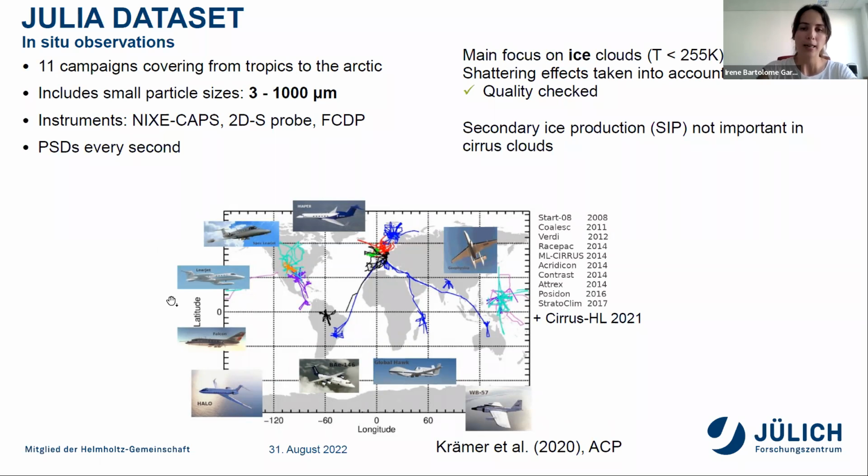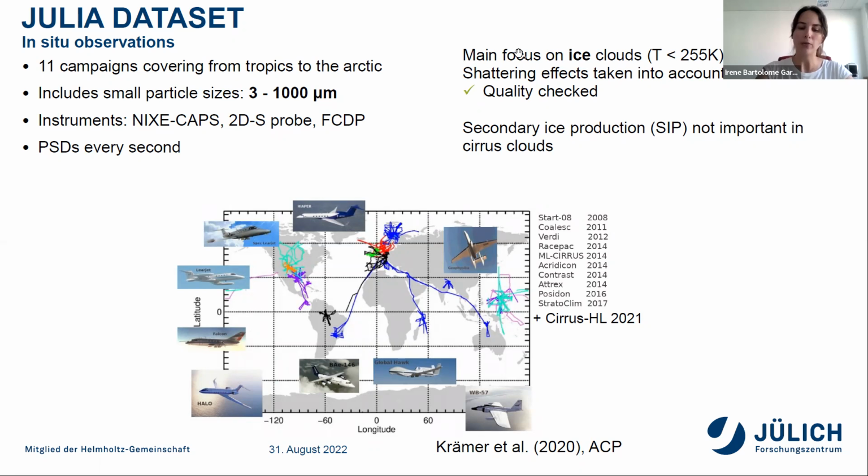During these different campaigns, as you can see in the figures, there are also different aircraft involved. There are also different instruments: spectrometers, cloud imaging probes, light scattering sensors, and all the data has gone under very strict quality checks. For example, the scattering effects were taken into account. And about the secondary ice production, that was very important for the mixed phase clouds. Since we are mostly looking at cirrus clouds, we don't pay attention to secondary ice production.